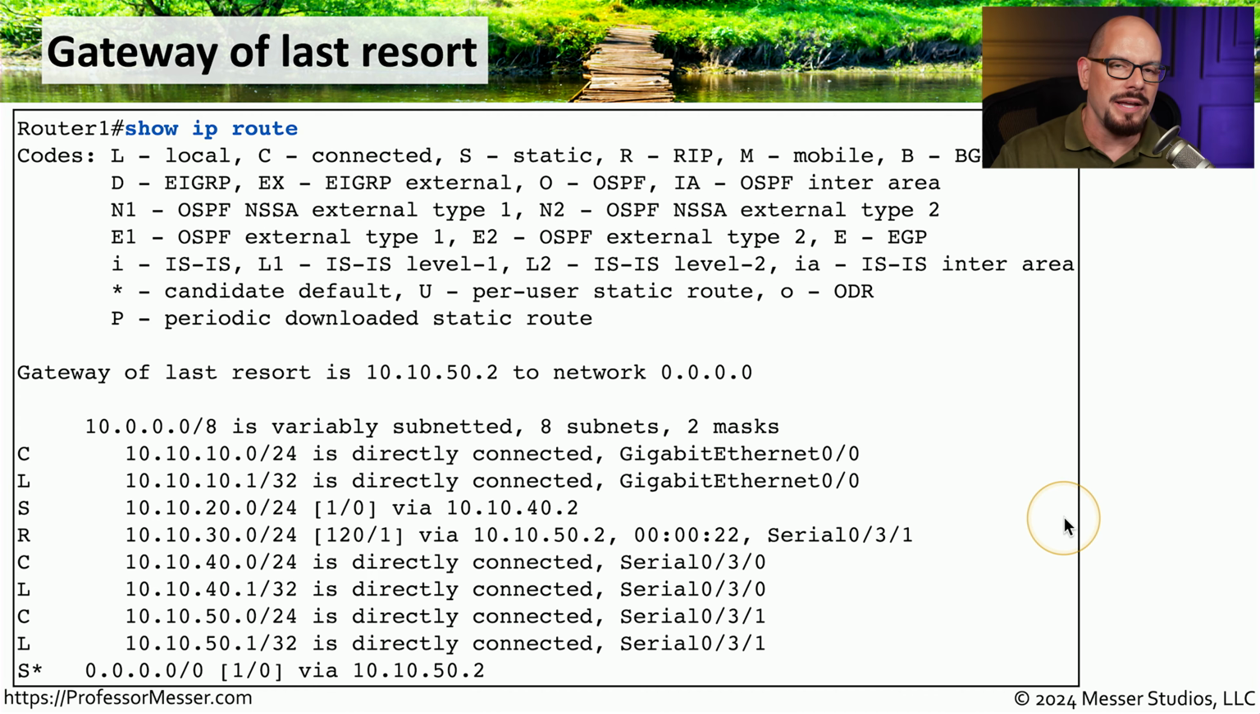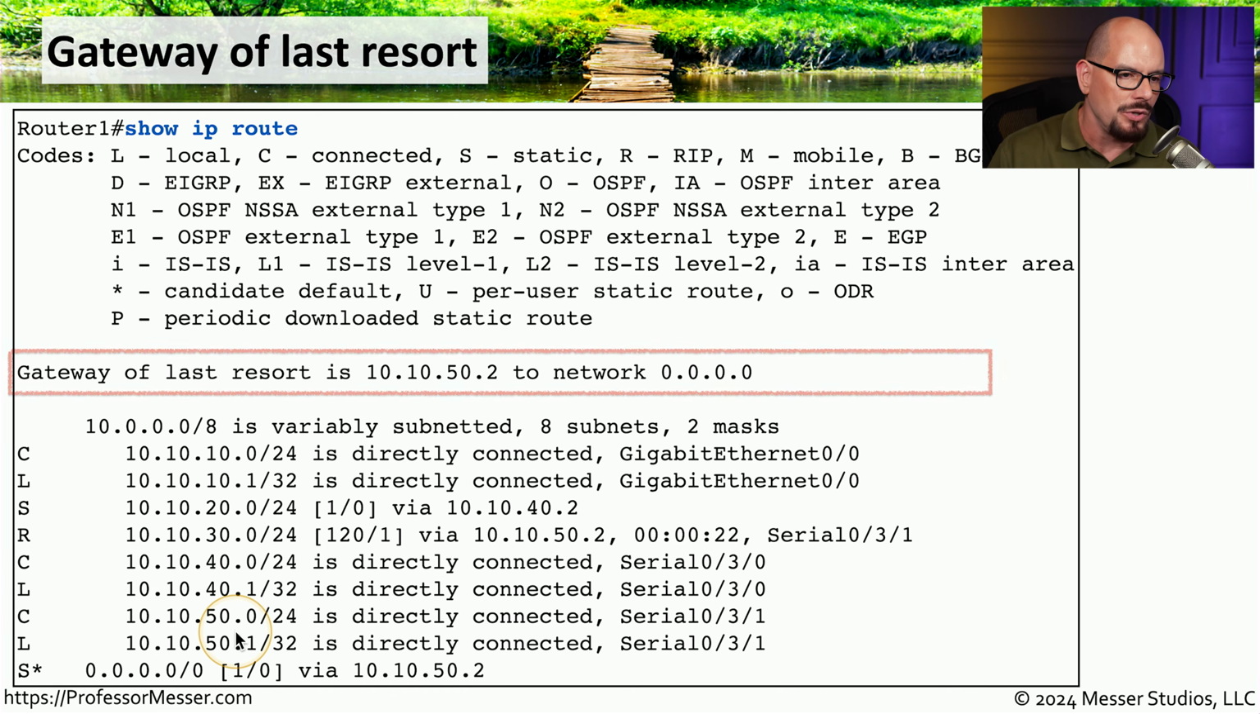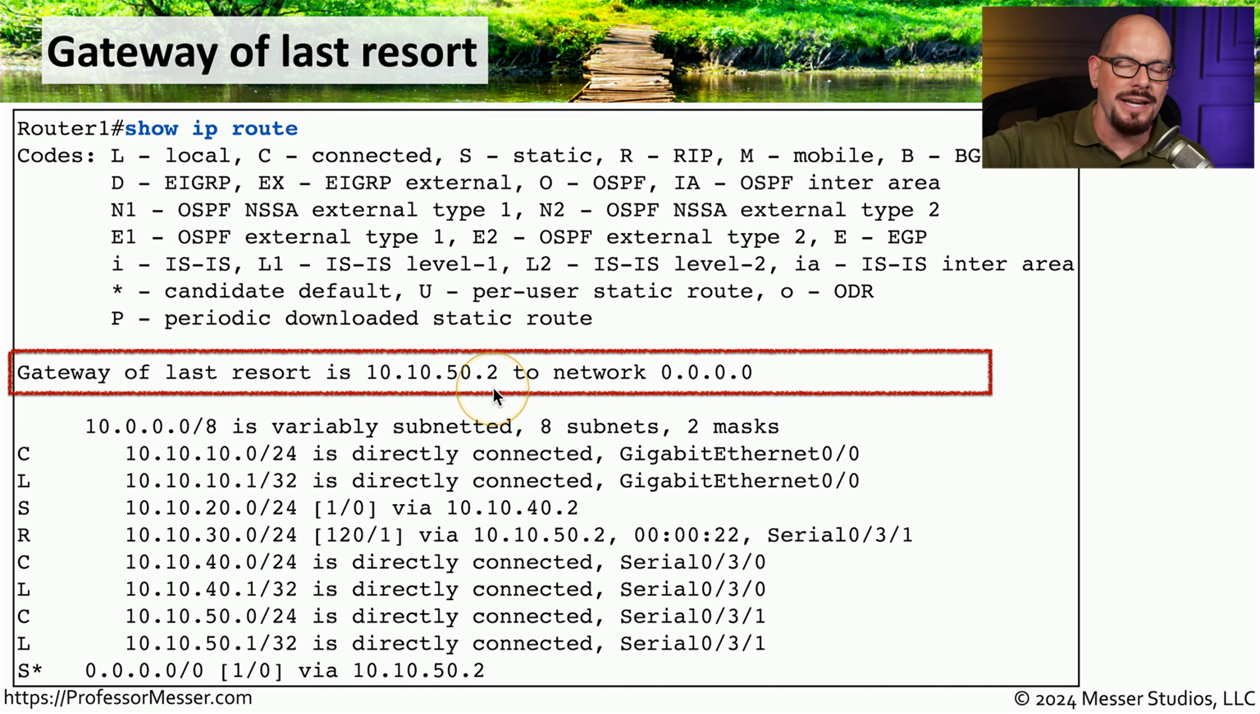To add this gateway of last resort, we'll add a static route that has a destination to 0.0.0.0/0. And if you want to go to that gateway of last resort, you need to leave via 10.10.50.2. If nothing matches in this routing table, then it will use the gateway of last resort and send all traffic out 10.10.50.2 to the next router down the line.